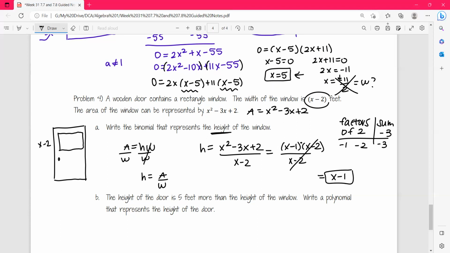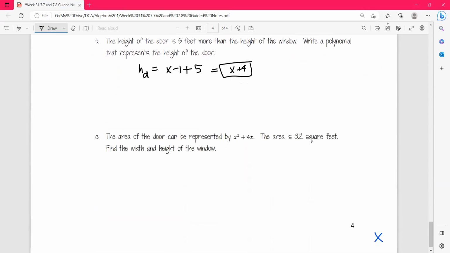Okay, so now it says the height of the door is 5 feet more than the width of the window. So now we're thinking about the door. The height of the door is 5 feet more than the window, so I can add 5 to it. And we can say that that is x minus 1 plus 5, x plus 4. Nice job.